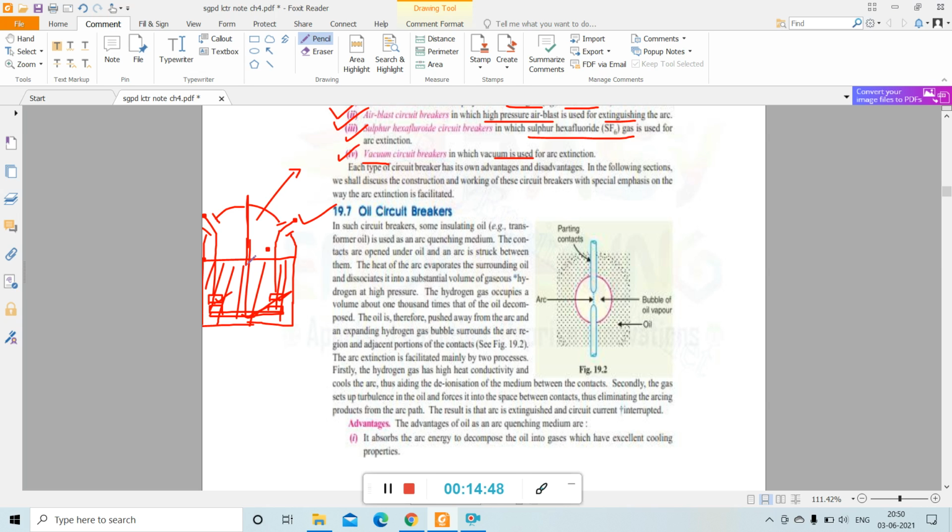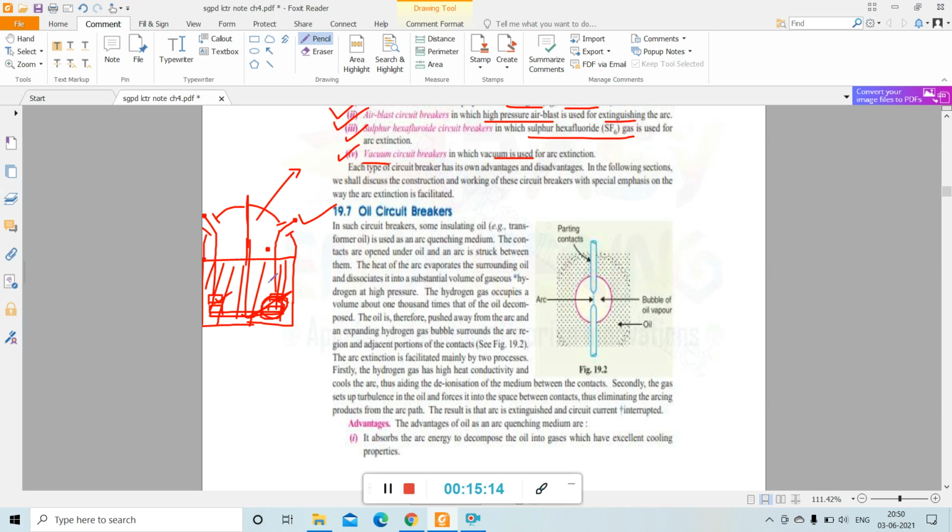So whenever a fault occurs, this plunger separates the fixed and moving contact, and see at this area. This is the area where fixed and moving contact are separated, and in this area an arc will be struck. So once the arc is struck, what happens?